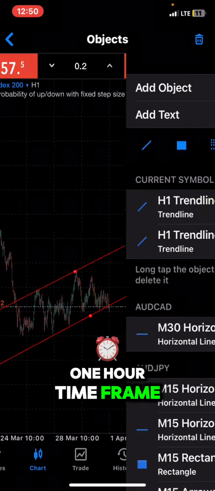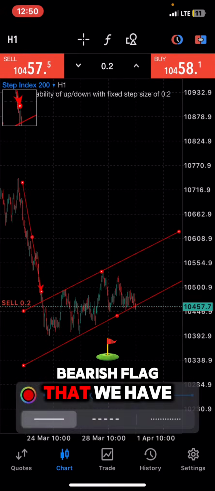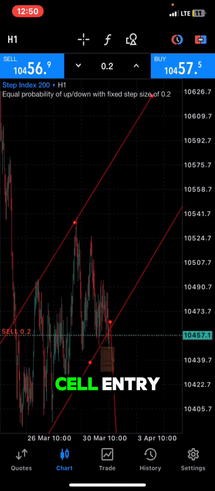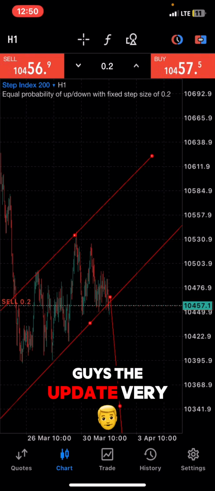1 hour time frame bearish flag that we have over here. We've been given the breakout. That's the signal for us to get the sell entry. So I'll give you guys the update very soon.